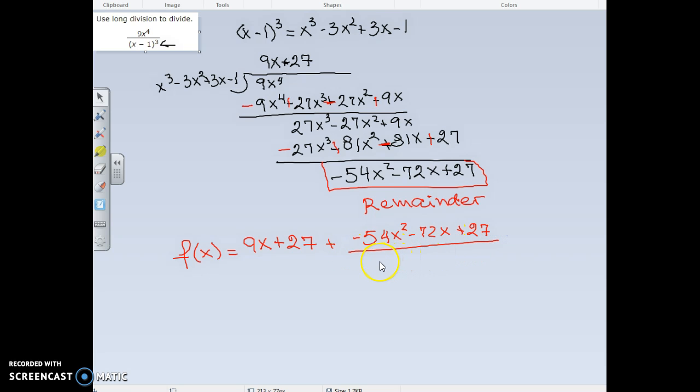over the divisor. I can write the long expression, but instead I'm going to save myself some writing and put it back into x minus 1 cubed format. Okay, so this right here is the answer that you would be inputting to WebAssign.